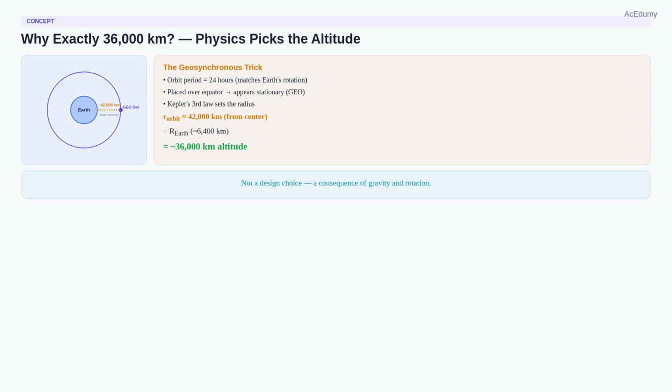To orbit in 24 hours, physics picks the distance for us. From Kepler's third law, the orbit radius works out to about 42,000 kilometers from the center of the Earth. Subtract the Earth's radius, about 6,400 kilometers, and the altitude above the surface is close to 36,000 kilometers. This is not a design choice. It is a consequence of gravity and rotation. Every GEO satellite, from your TV dish to weather satellites, sits at this altitude.